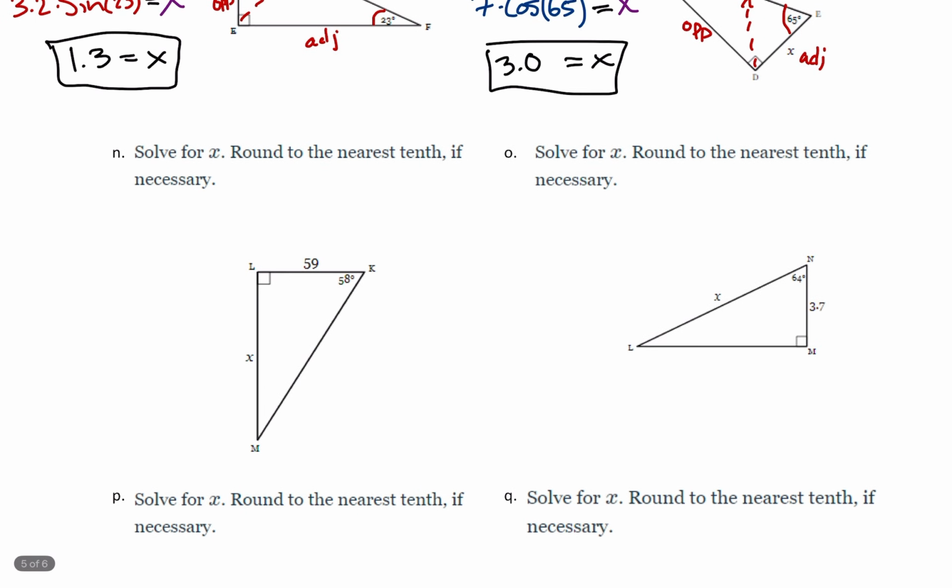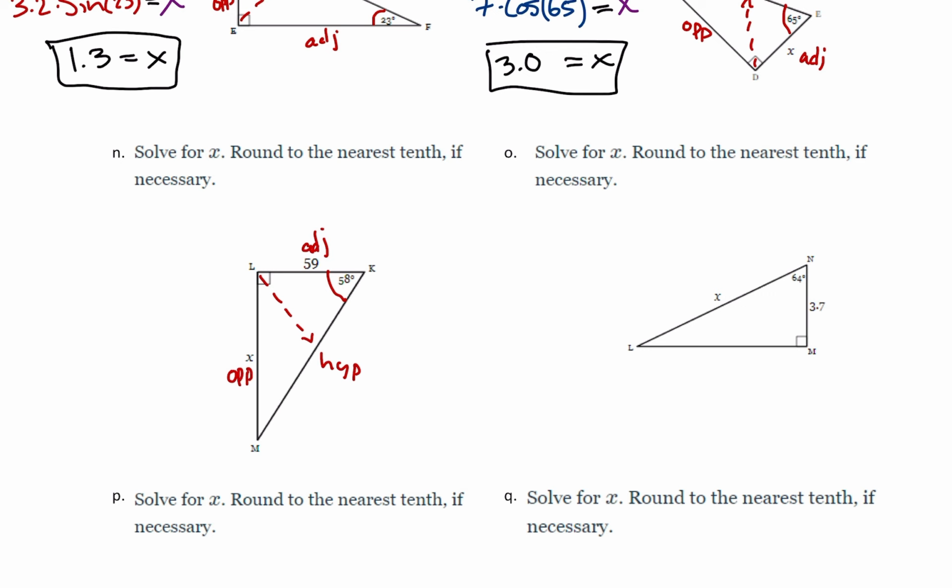Okay, looking at example N, this is solve for x. Go through our steps. Step 1, identify our angle. It's 58 degrees. Step 2, label all of our sides. Hypotenuse never moves. Adjacent is always touching my angle, and the opposite is what's left.